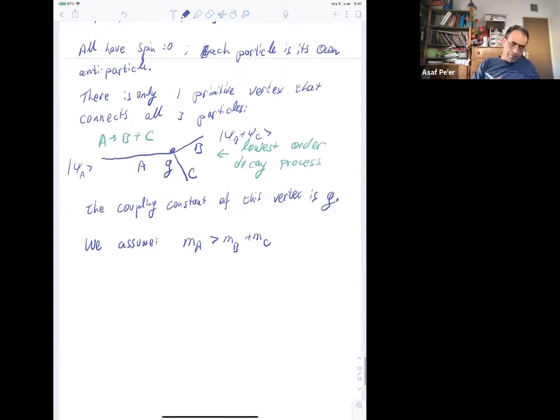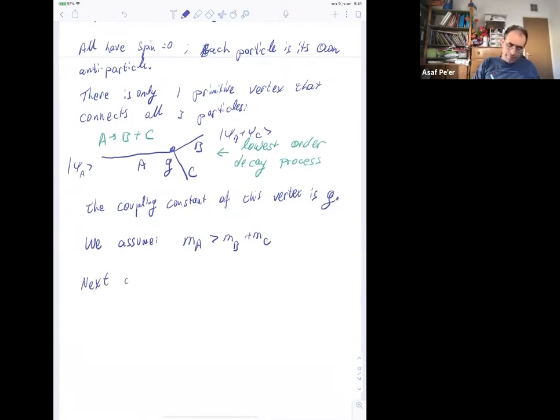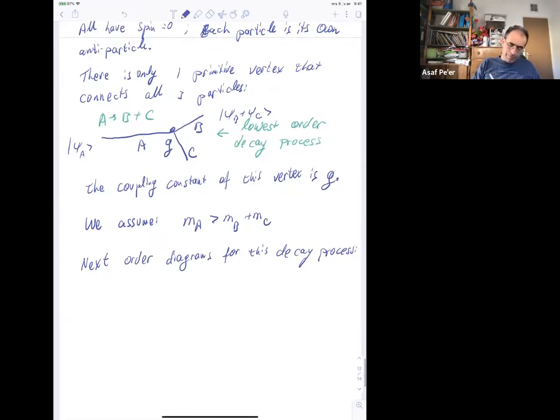So the next order diagrams for the decay, right? So you can start with an A. It could decay into, let's say, a C, a B, but then we have another interaction. So BA, remember, each vertex here can connect only A, B, and C, according to the theory. So you can have something like that, right?